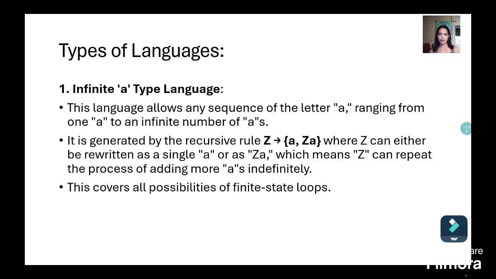So, types of languages in rewrite grammars. Infinite A-type language. This language allows any sequence of letter A ranging from one A to an infinite number of A's. It is generated by the recursive rule Z can be written as A or ZA, where Z can either be written as a single A or as ZA, which means Z can repeat the process of adding more A's indefinitely. This covers all possibilities of finite state loops.